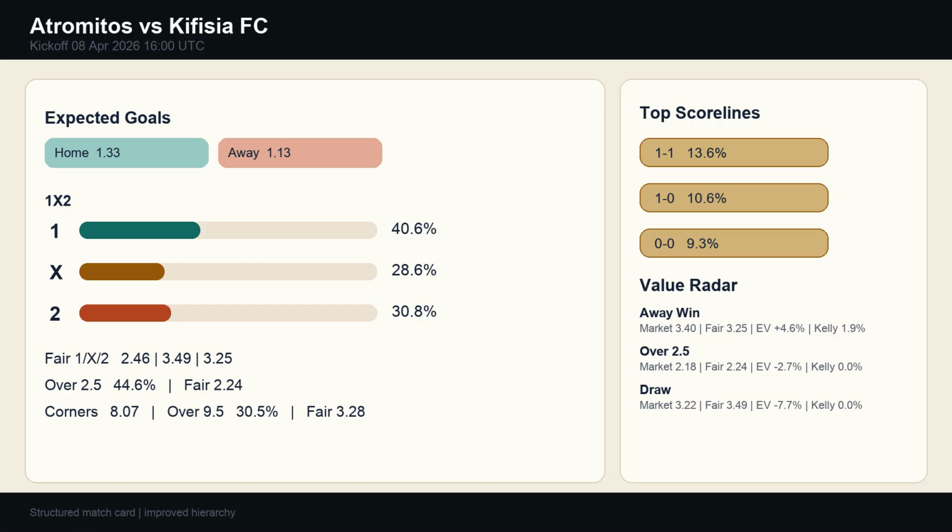Now the qualitative read. That supports the under. These play-out type environments tend to reward caution. Teams do not want to lose control early, and that usually slows the game down. Atromitos also have the more stable profile, while Kifisia are not the type of away side that naturally turns matches into end-to-end contests unless game state forces them there.